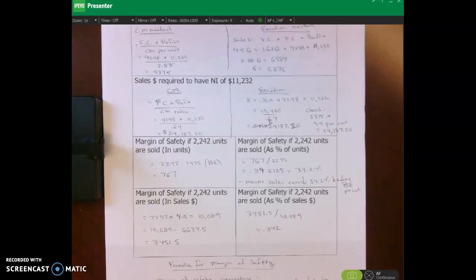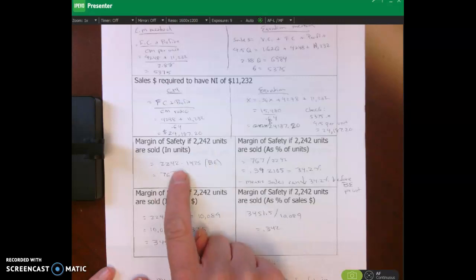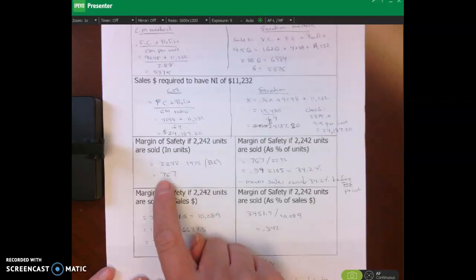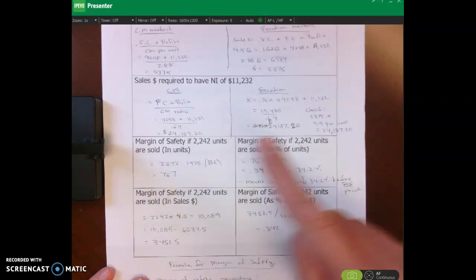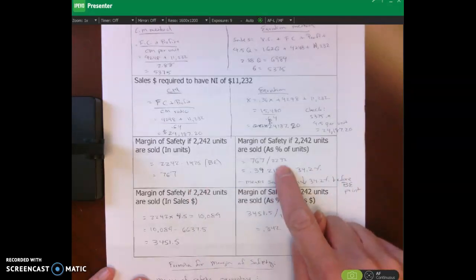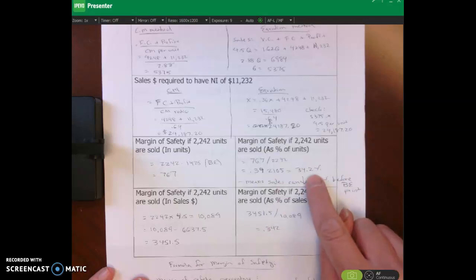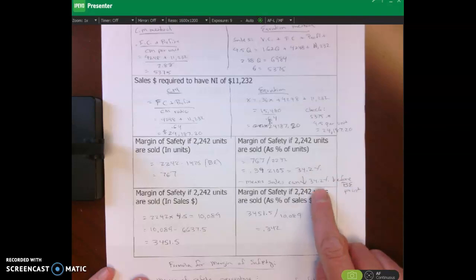In terms of our margin of safety, if we sell 2,242 units, well, we calculated break-even. 2,242 minus the 1,475 of break-even is 767 units. In terms of a percentage, we can take that 767, which is the margin of safety, divided by the number of units that we're currently selling of 2,242, and that gives us 34.2%. So if sales drop by 34.2%, we are at break-even. That's what this is telling you.